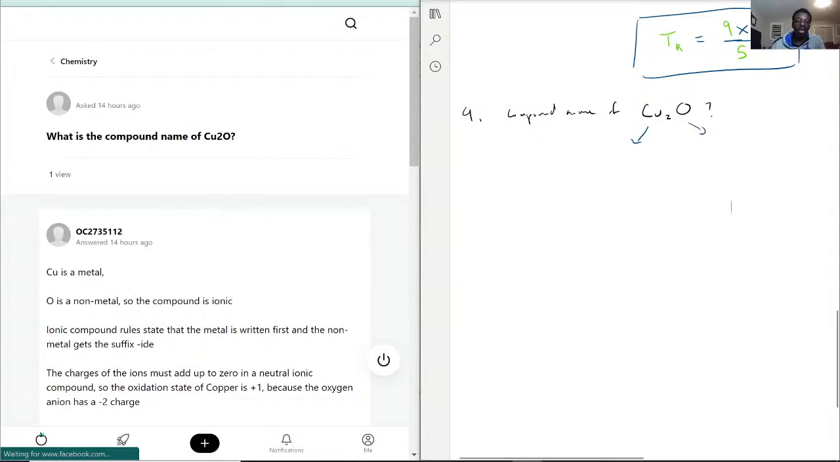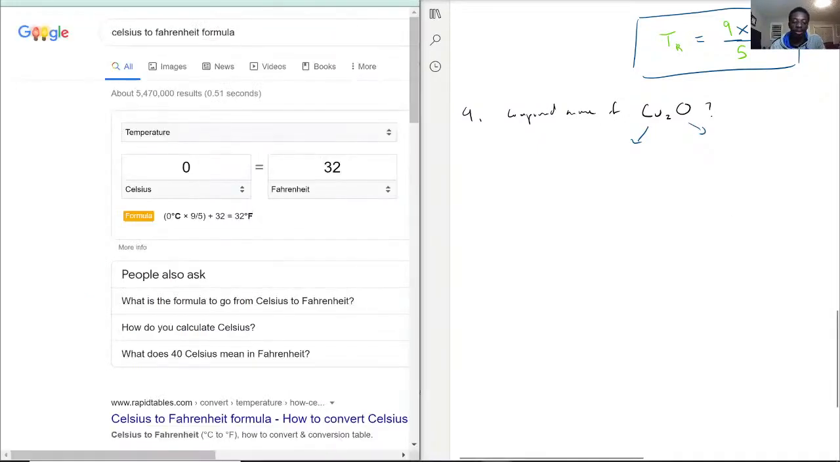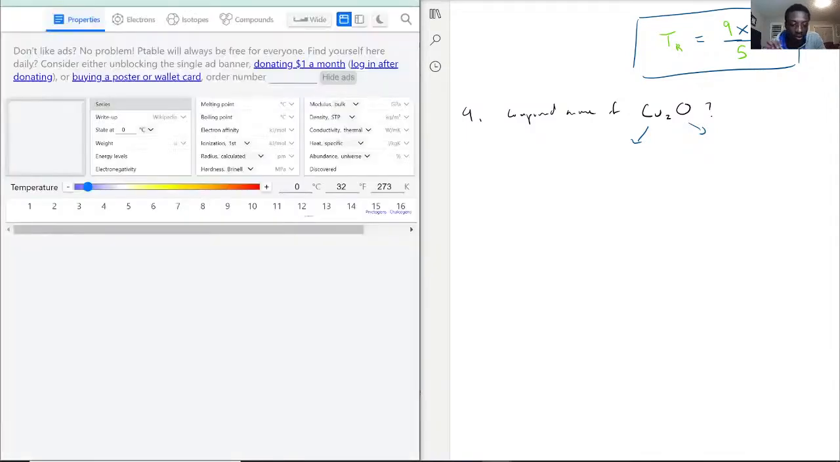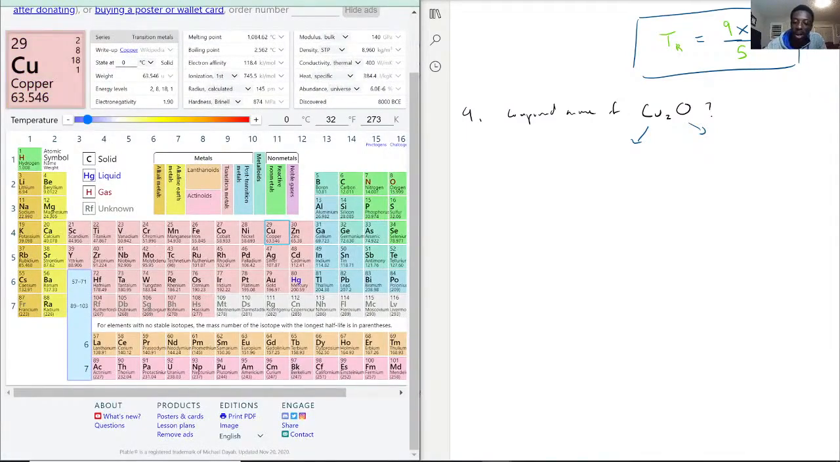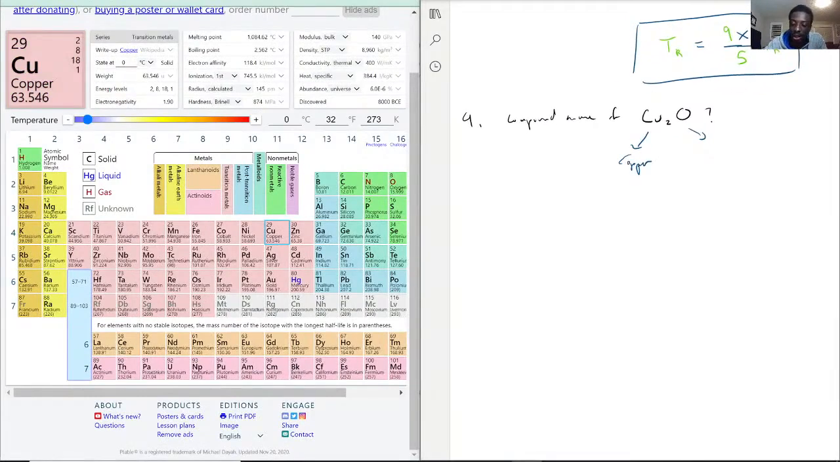So Cu, that would actually be copper on the periodic table. As you can see here, on the periodic table, Cu, copper. And O is known as oxygen. So the first thing you have to note is that based on this, we have copper and oxygen together, and that is a metal. Even though it's a transition metal, it's still a metal and a non-metal bonded together. So together we have an ionic compound which follows its certain naming rules, which effectively goes with ignoring the subscripts.